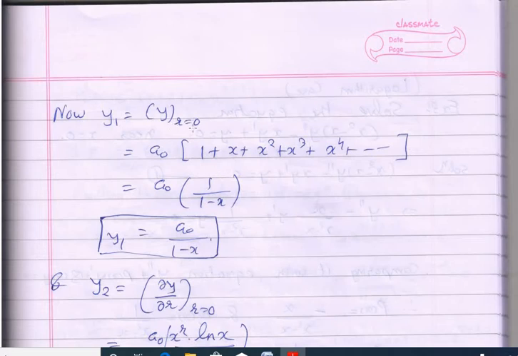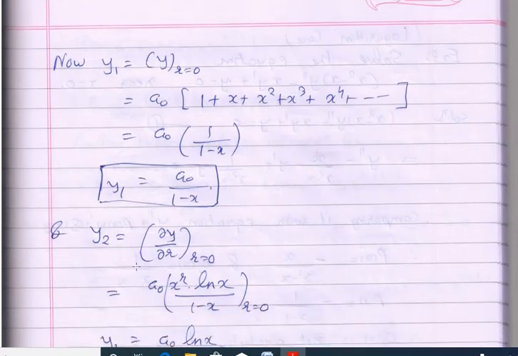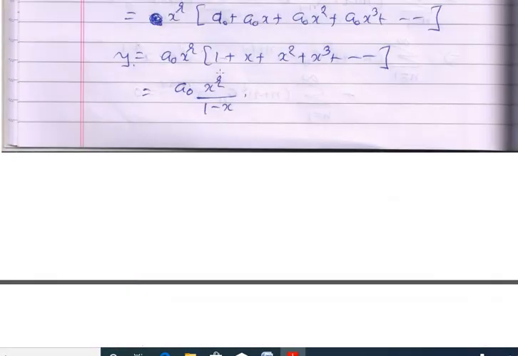So put r is equal to 0, that will give a0 into 1 plus x square plus x cube and so on. Or if you are aware of the series, then it will be a0 into 1 upon 1 minus x.